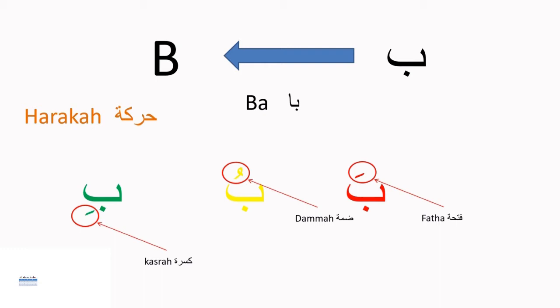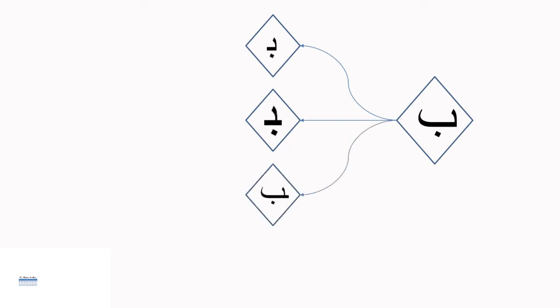So now let's see how ba can have different shapes depending on its position in the word. So ba can look like this if it is in the beginning of the word, or if it's in the middle of the word, it looks like that, or if it is at the end of the word, it looks like that. But this is ba at the end of the word connected to the previous letter. Now, ba can also be at the end of the word separated and not connected to anything, such as the last example.